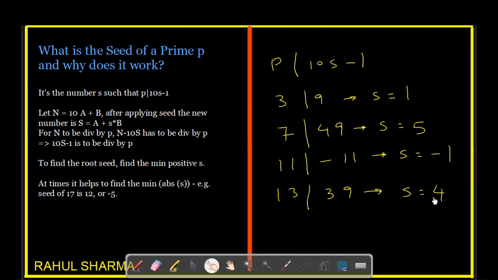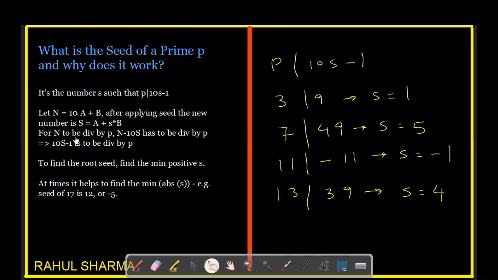So hence the seed becomes 4 of 13. Now, why does this work? Let's say you have an n digit number. It can be written in the form of 10a plus b, where a is the first n minus 1 digits of that number. After applying the seed to this number, you get a new number, which is a plus s times b, right? And we have spoken about the seed of a prime other than multiples of 2 and 5.